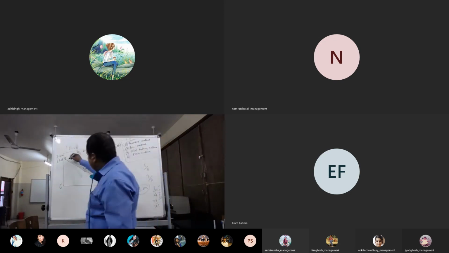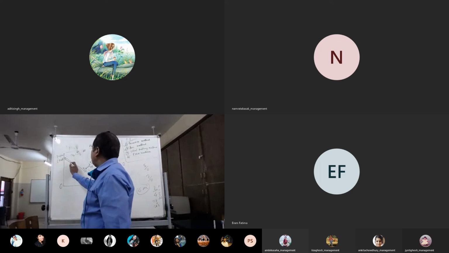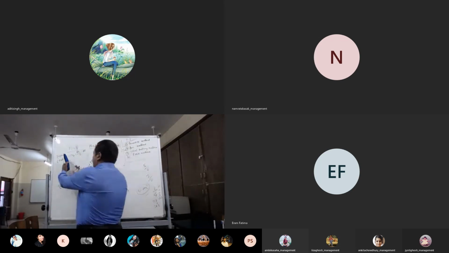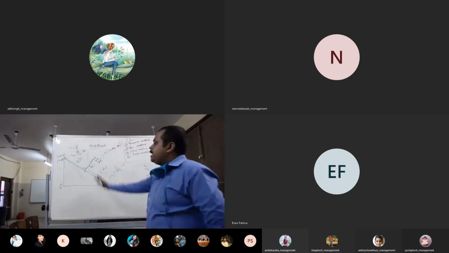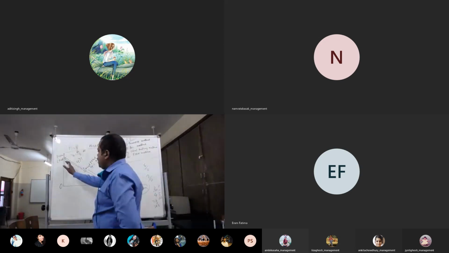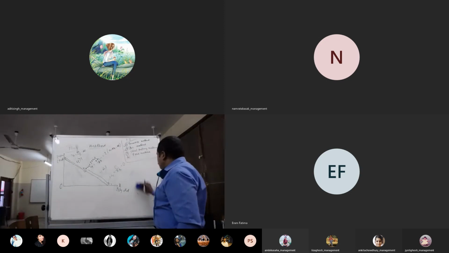And in this range, wherever you measure, suppose here or here or here, anywhere you measure, the lower part will always be greater than the upper part. Since the lower part is greater than the upper part, here the value of elasticity will be greater than 1. So you see here, on different points of the demand curve, we are getting different values.